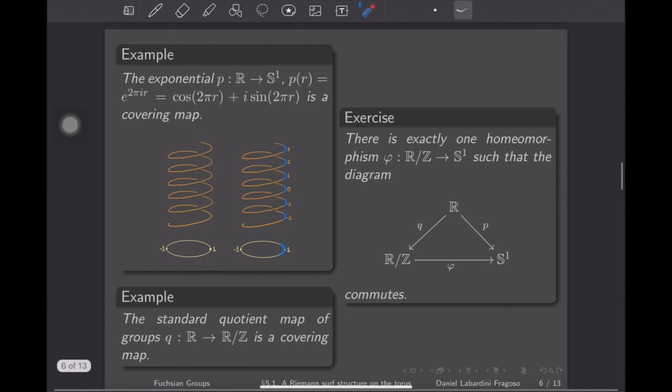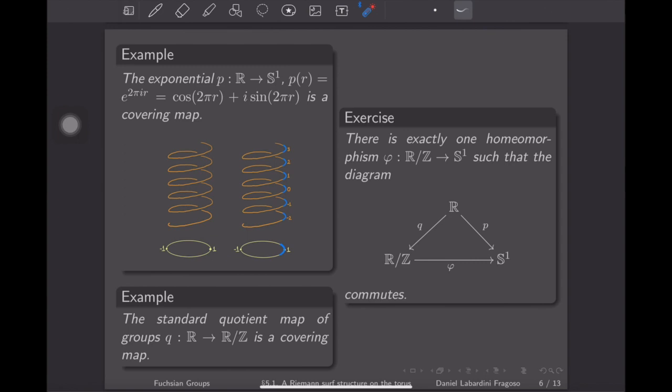Another example is the projection from the real numbers to the quotient. Right? So when I consider just the subgroup Z of R, the projection to the quotient group, that's also a covering map. It's easy to check, so I leave it to you as an exercise.